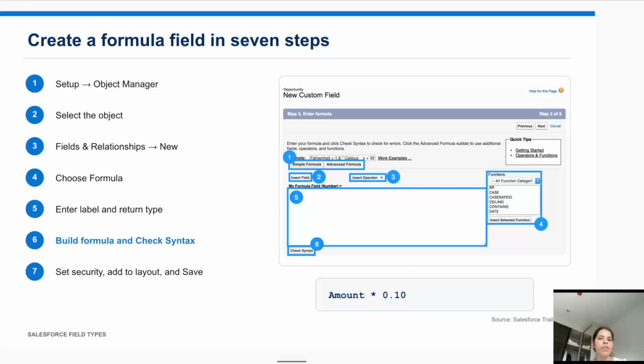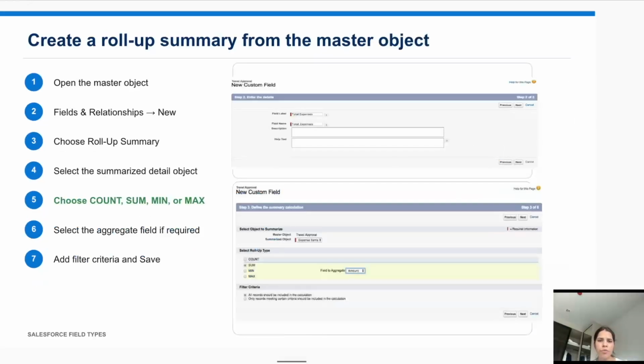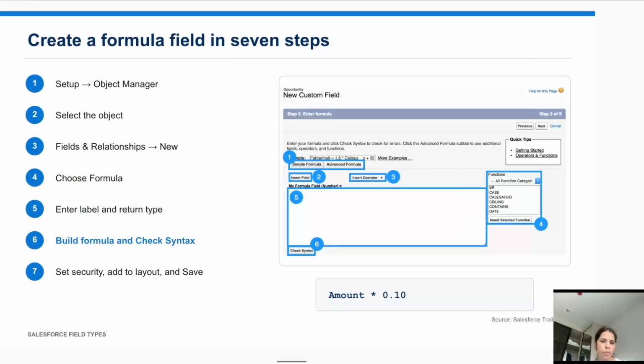For this example, we can enter amount multiplied by 0.10. We will check the syntax and resolve any error displayed on the screen. Finally, we will configure the field level securities, select the page layout and save the field. After saving the field, we can test the formula with normal values, blank values, boundary values, and different user permissions. These are the steps we use for creating the formula field.